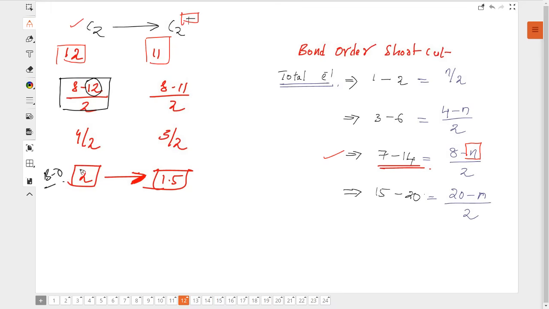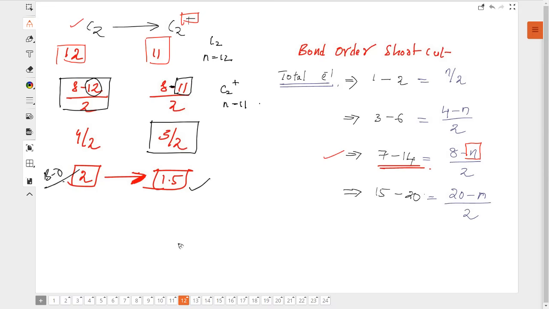There you go with the formula, 8 minus n by 2, and n is the number of electrons. We are substituting n value 12 in the formula and simplifying to calculate bond order. Bond order is 2, right? And this is 8 minus 11, where 11 is the n value. N is equal to 12 in case of C2. In case of C2 plus, n is equal to 11, which is nothing but the total number of electrons present. Done. So now there you go with the bond order for both the molecules.